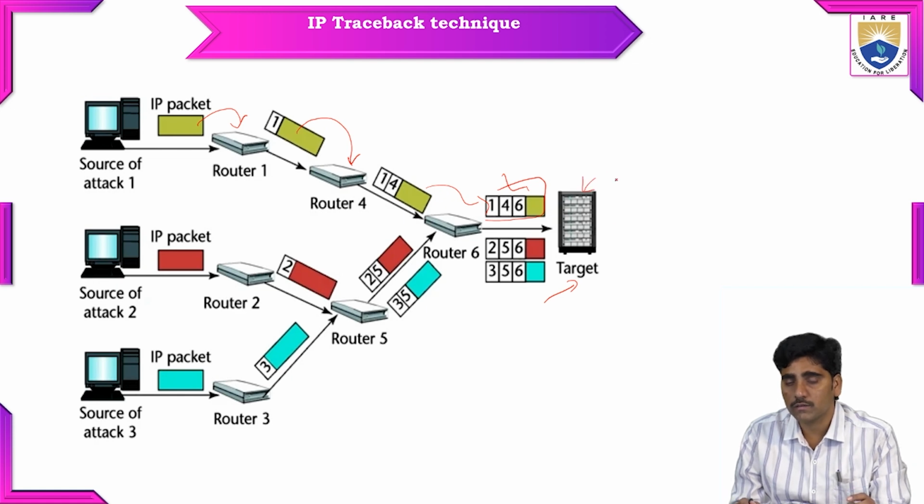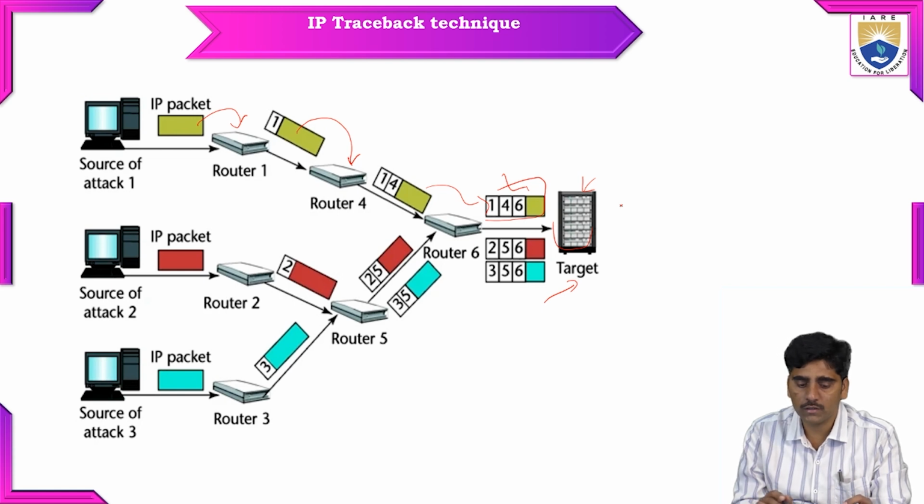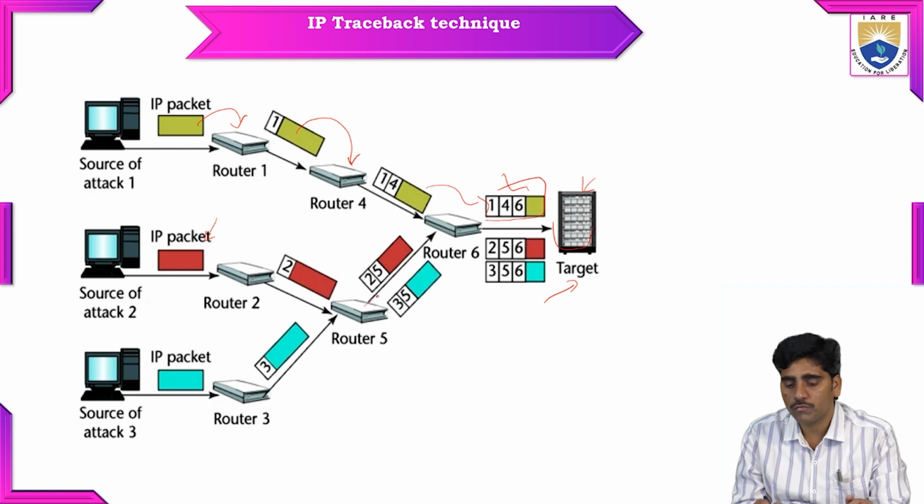Now this is the target, and the target is attacked. Similarly, source of attack 2 sends an IP packet through router 2, the next router 5, and the next router 6. So 2, 5, 6 is the attack path of the packets targeting this system.